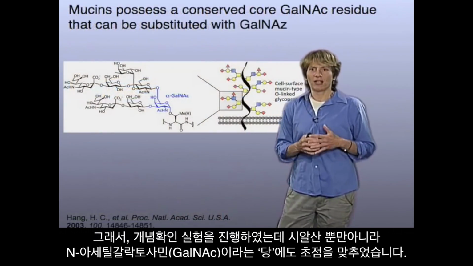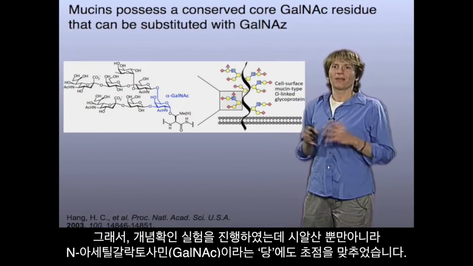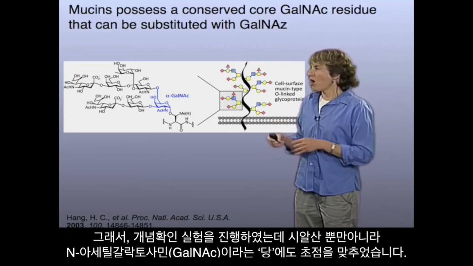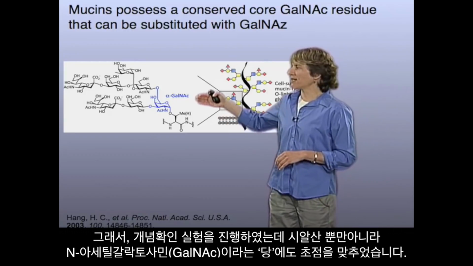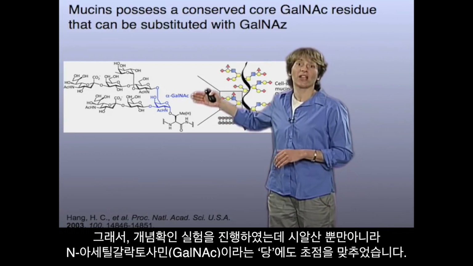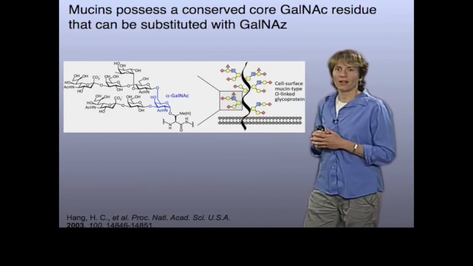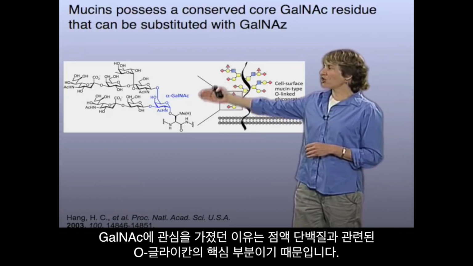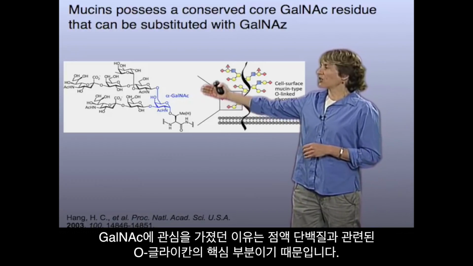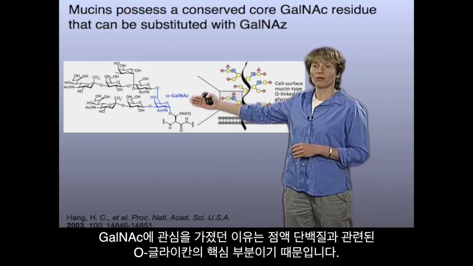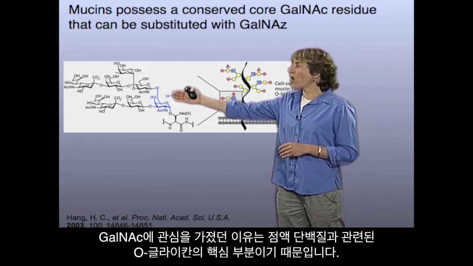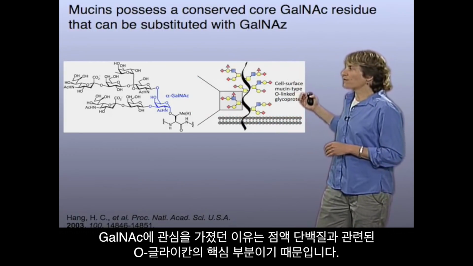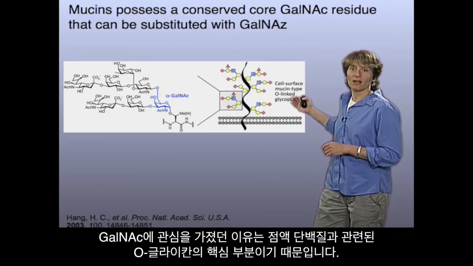So we started with some proof of concept experiments in which we focused not on sialic acid, but rather on a sugar called N-acetyl-galactosamine, abbreviated GalNAc for short. The reason we were so interested in GalNAc is because, as I mentioned in my first lecture, it's the conserved core residue in a family of O-linked glycans that are associated with glycoproteins from the mucin family.